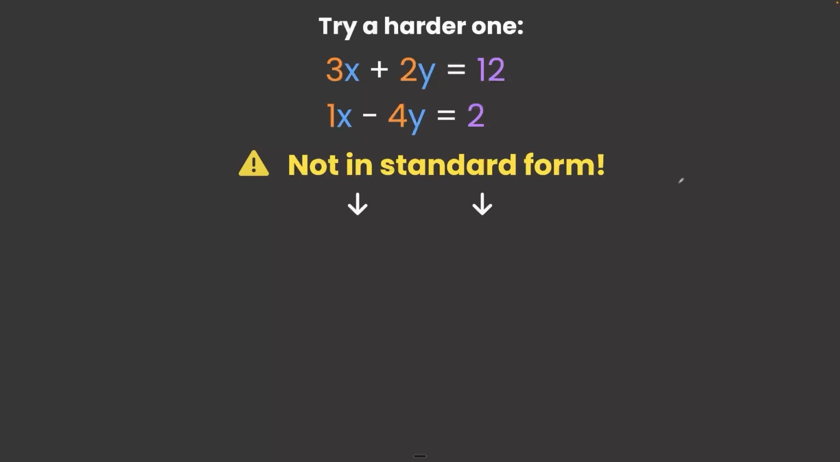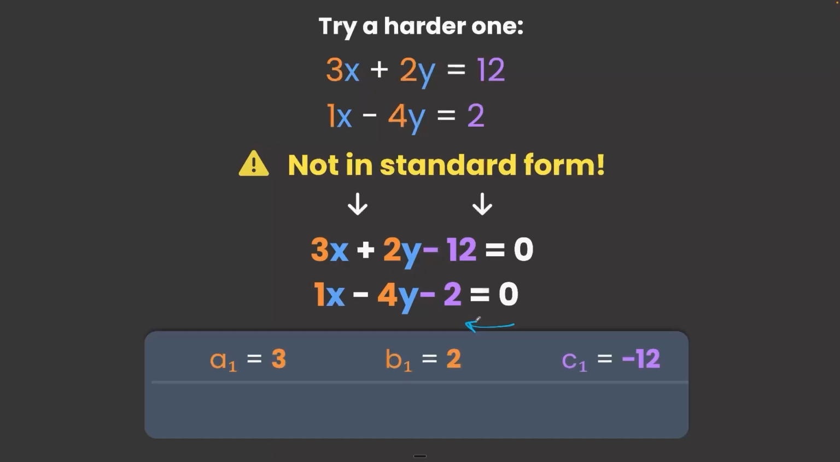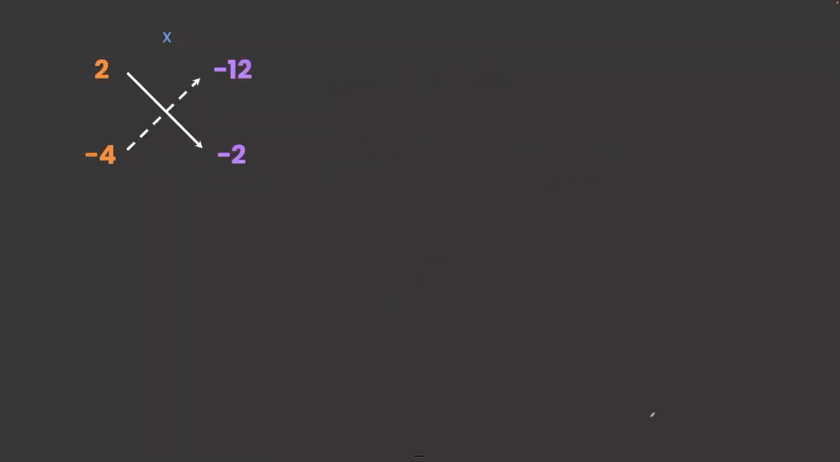3x plus 2y is 12, x minus 4y is 2, which is not in the standard form. So first we convert to the standard form and we get 3x plus 2y minus 12 is 0 and x minus 4y minus 2 is 0. Next we need to get the terms. We have a1 is 3, b1 is 2, c1 is minus 12, and a2 is 1, b2 is minus 4, c2 is minus 2.